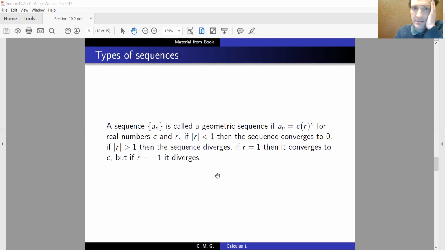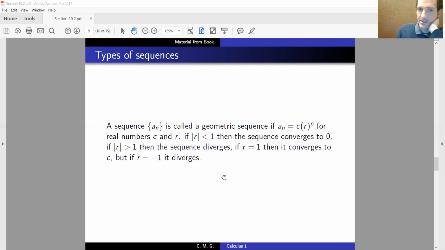Other things we might need, a type of sequence. One type of sequence that we can talk about is a geometric sequence. And this happens if there is a multiple that gets you from one value in the sequence to the next. So if you can multiply by r each time you want to go to the next term in the sequence, then that's going to be a geometric sequence. If the absolute value of r is less than 1, this sequence will converge to 0. And if it's bigger than 1, then the sequence is divergent. If it's equal to 1, it's convergent to, in fact, c.